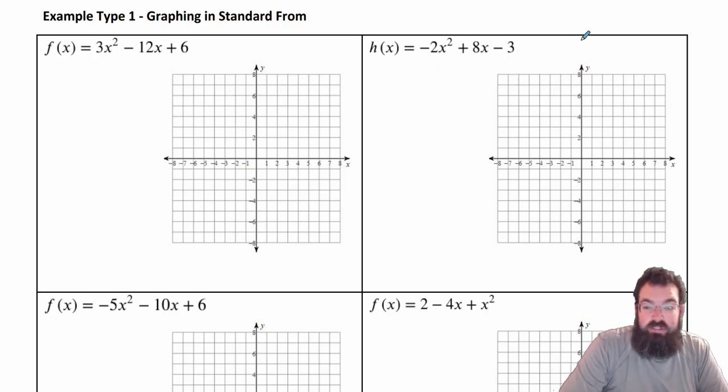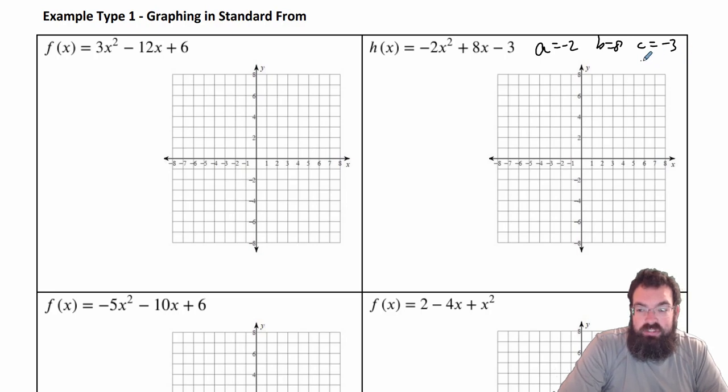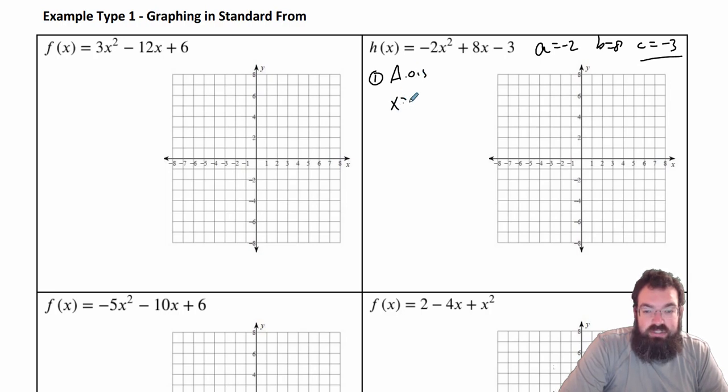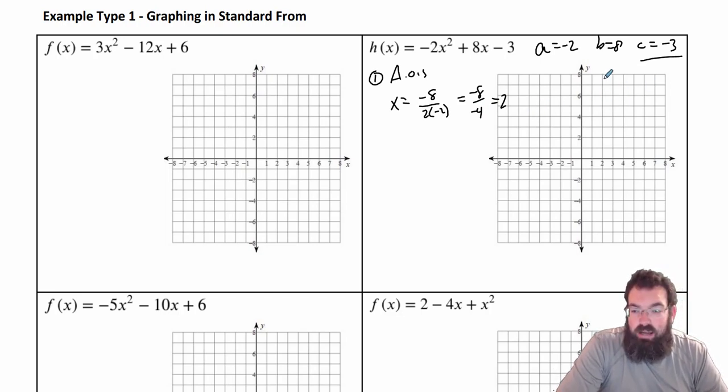Because this is already in standard form, I'm going to say A is -2, B is 8, C is -3. We don't really need C, do we? Not really. The first step is I'm going to find the AOS. So x is equal to -b over 2a. The opposite of b is -8 over 2 times -2, which is -8 over -4, which is +2 again. Okay? So I'm going to put a dot on 2, or a line on 2.